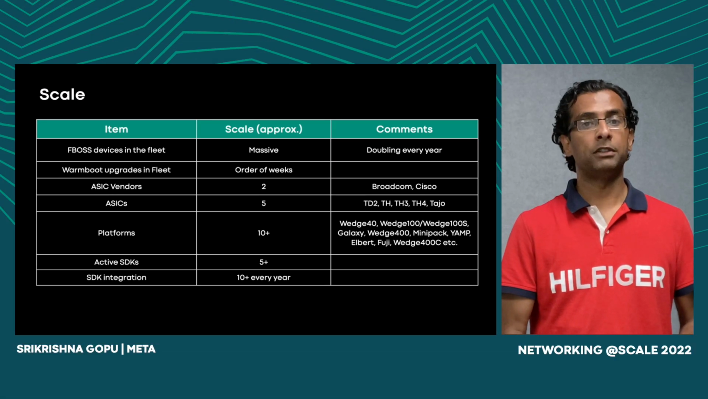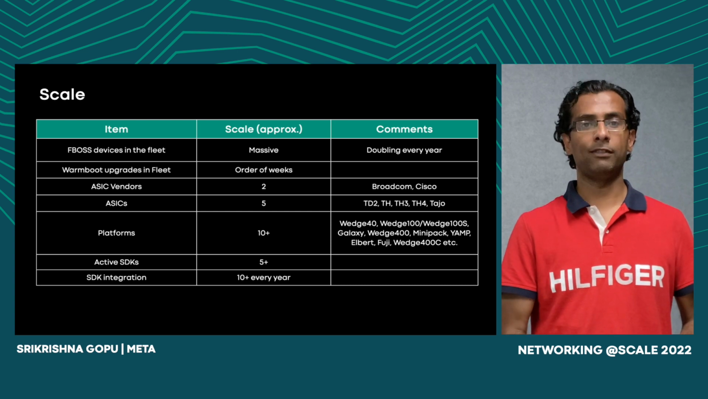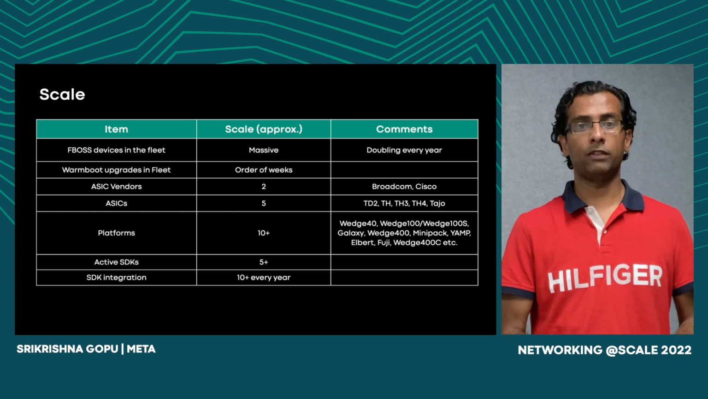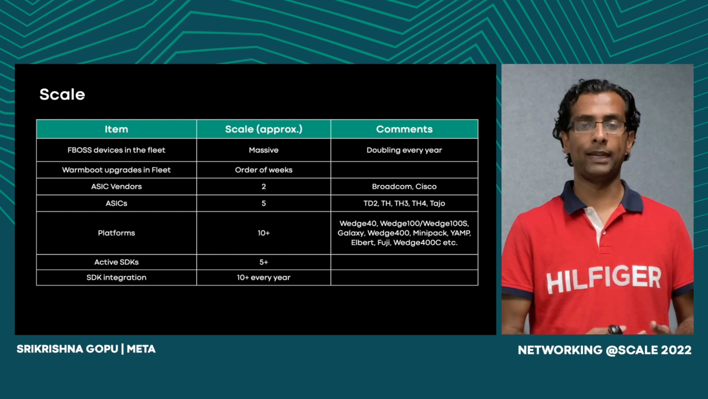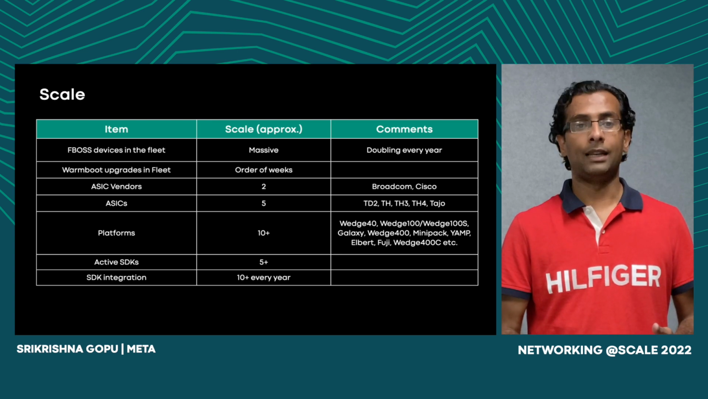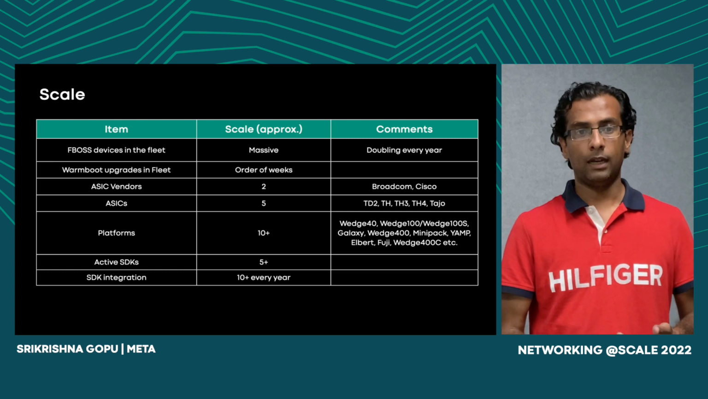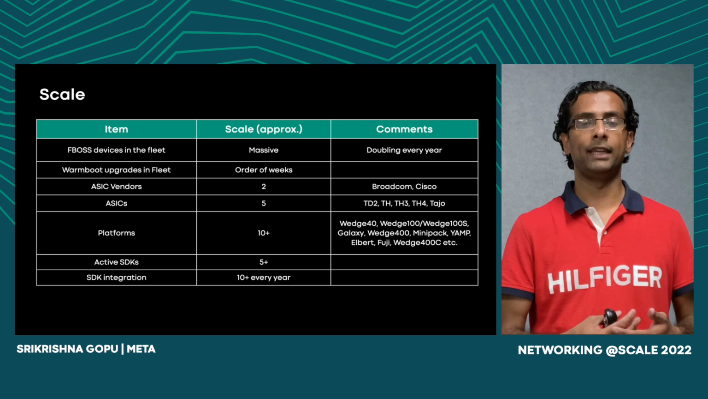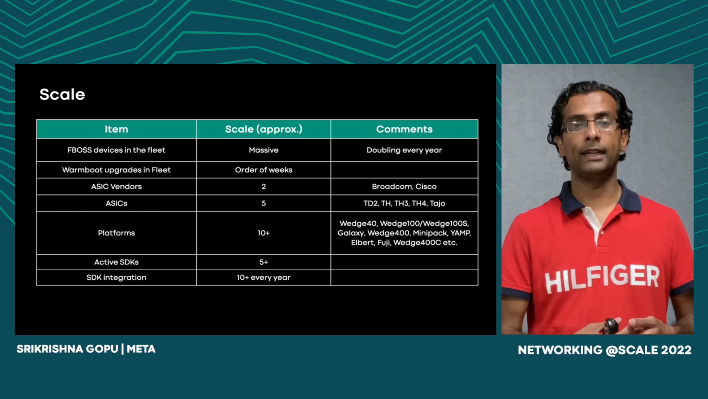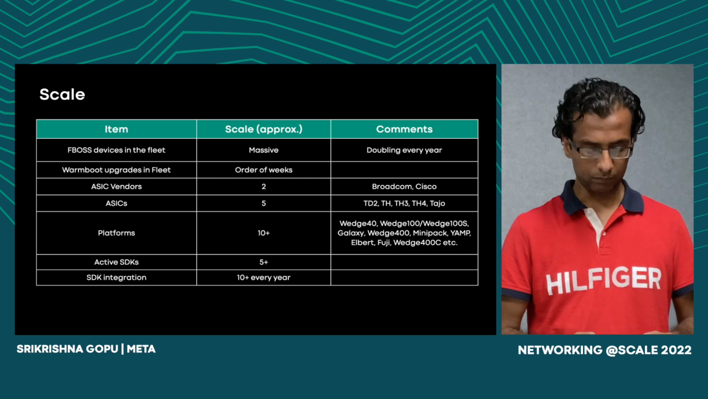The next three items capture the vendors and the platforms. The number of vendors we have is 2, which is Broadcom and Cisco. As you can see, from these vendors, we have more than 5 ASICs, and also we have more than 10 platforms deployed across several layers from rack switch, fabric, spine, and aggregators. The last 2 rows capture the number of SDKs we got from the vendor. At any given point of time, we have 5 SDKs deployed actively in the fleet, and also we integrate more than 10 every year into our Fboss.